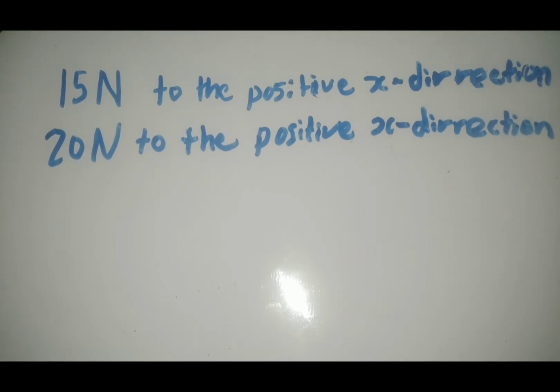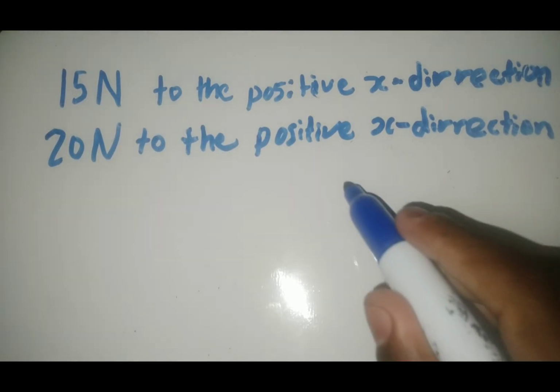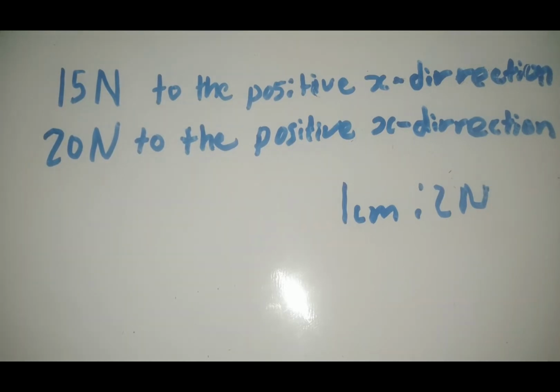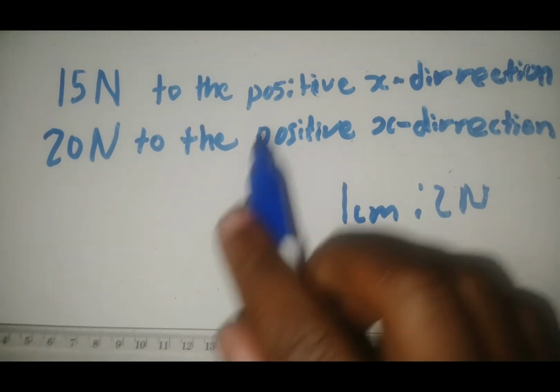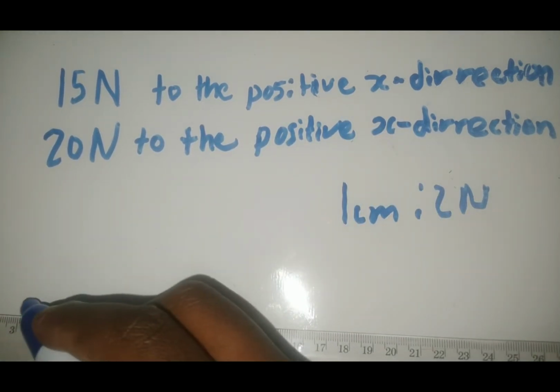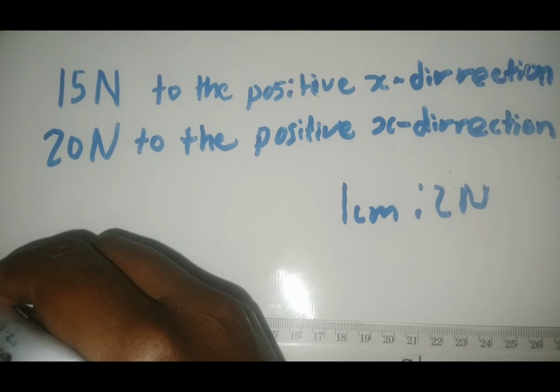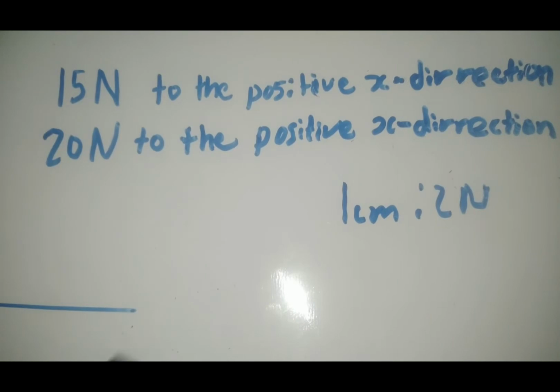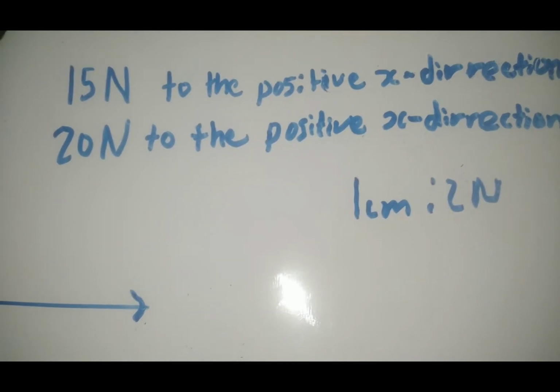So before we draw them, we have to first choose our scale. So I'm going to say 1 centimeter is equal to 2 newtons. So 1 centimeter will represent 2 newtons. So I'm going to measure. So since 1 centimeter is 2 newtons, if I want to put 15 newtons, that means it's going to be 7.5 centimeters. So I'm going to draw it to the positive x direction. So I'm going to measure 7.5 centimeters. So then this is 7.5 centimeters. Right? The direction, we have to specify the direction. So the direction is at a positive x direction.